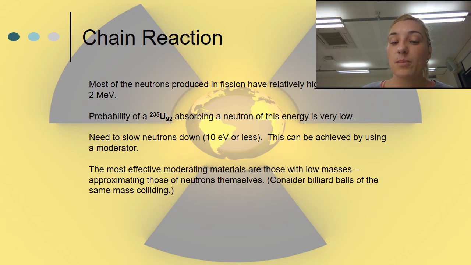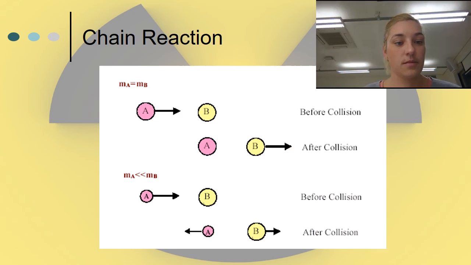Now, the most effective moderating materials are those with really low masses, approximately equal to that of the neutrons themselves. So you can think of billiard balls of the same mass colliding. The most effective ones at slowing the billiard balls down are going to be the ones that are about the same size. So here we've got a billiard ball example. We've got A and B, both about the same size. You can see that all of the momentum has been transferred to ball B. So before the collision and after the collision, the momentum has been conserved.